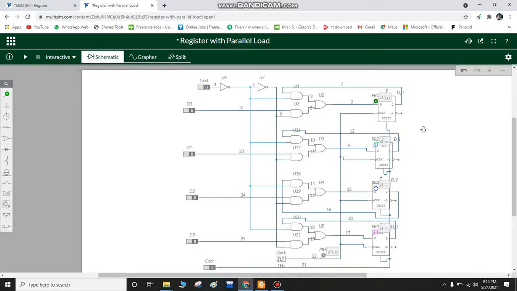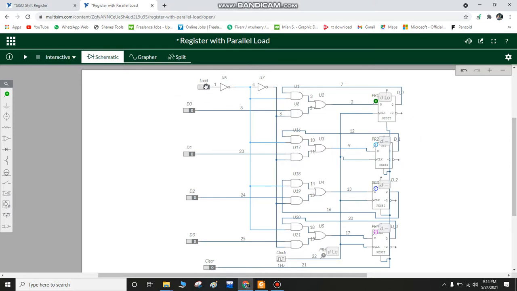Today I am here to simulate DLD lab number 9 tasks. So here is our first task: register with parallel load. In this, as you can see, I have successfully made this circuit on Multisim Live.